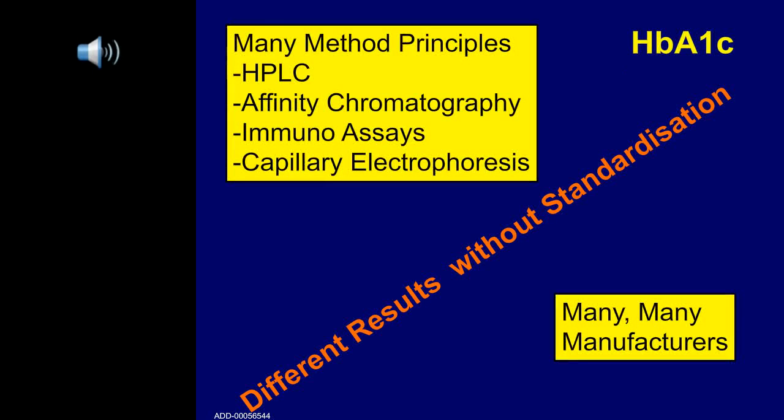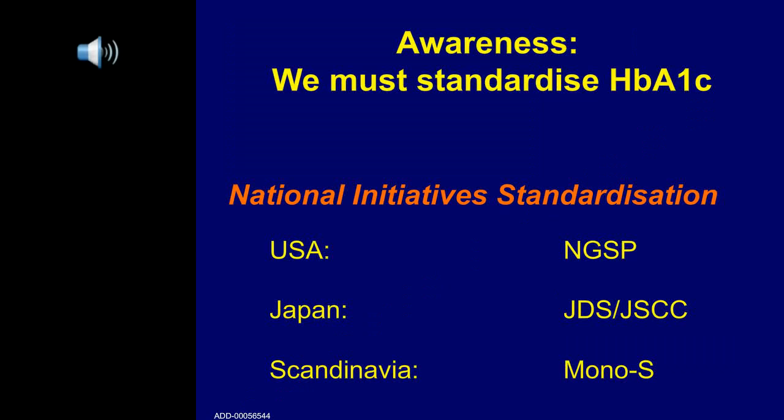Then comes the question, how to standardize? Well, for HbA1c, as Garry and John already pointed out, there are many method principles, HPLC, affinity chromatography, etc. And for each method principle, there are many, many manufacturers. And that implies that you get many different results when you don't standardize.